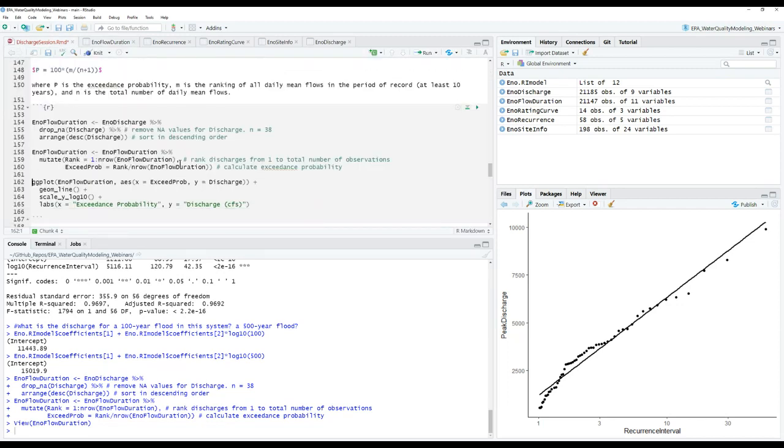So let's go back and we'll actually plot this one in ggplot. So let's make a ggplot with Eno flow duration data set. Specify our aesthetics. So we've got our exceedance probability and discharge as our X and Y. Then this time, we're not going to plot every point. We don't need to see all 21,000 points. We can just plot those in a line. So let's plot all of those as a line because they're ordered. We might make our scale on a log 10 scale and then use labs to relabel our X and Y axes.